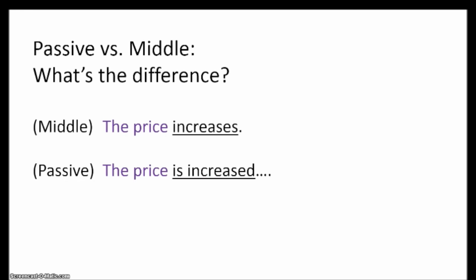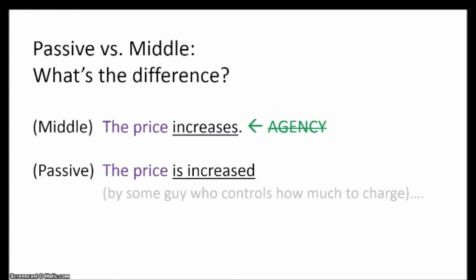A passive sentence without the by phrase is more similar in meaning to the middle voice. But the notion of agency behind the action can be perceived. Some guy controls how much to charge, even though the agent of the action is not stated. This is not the case in middle voice. When we read a passive sentence, we often know exactly who the agent of the action is, based on the context.